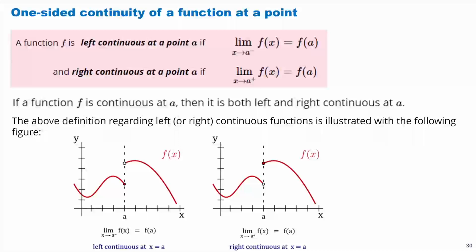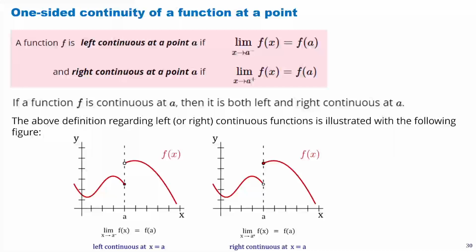A function f is left continuous at a point a if the limit of that function when x approaches a from the negative side equals f(a), and right continuous at a point a if the limit of that function when x approaches a from the right side, or positive side, equals f(a). If a function f is continuous at a, then it is both left and right continuous at a.